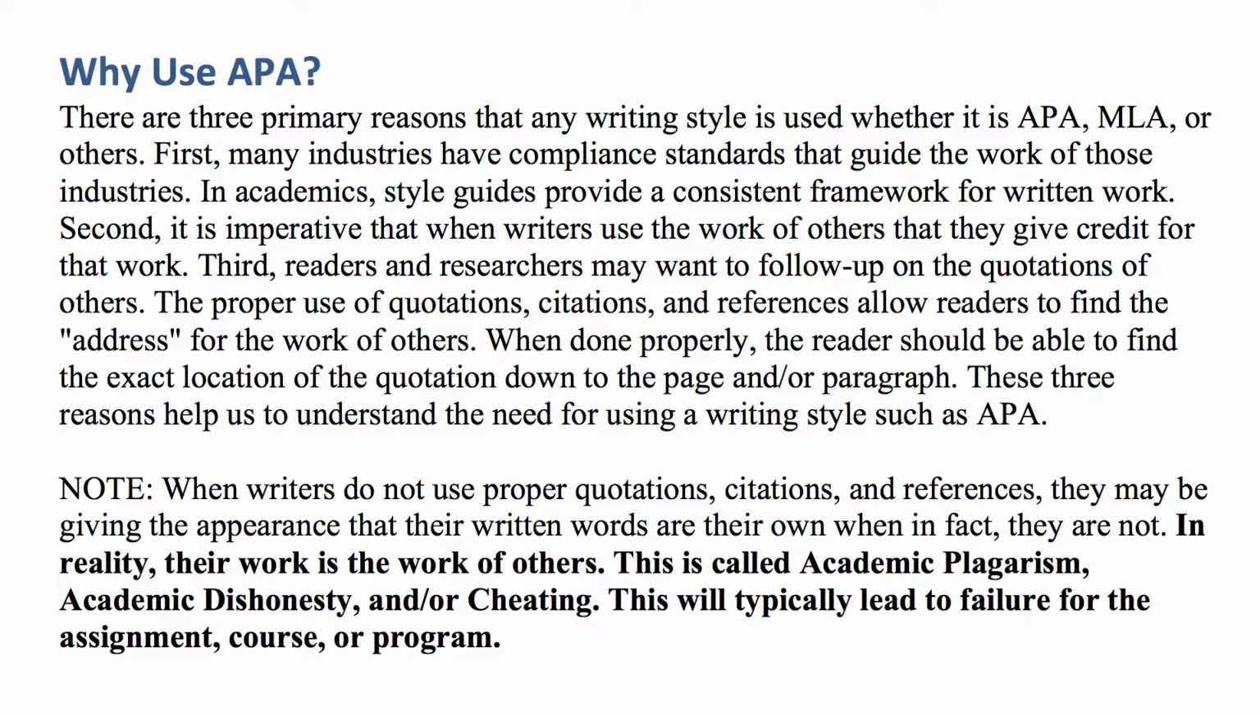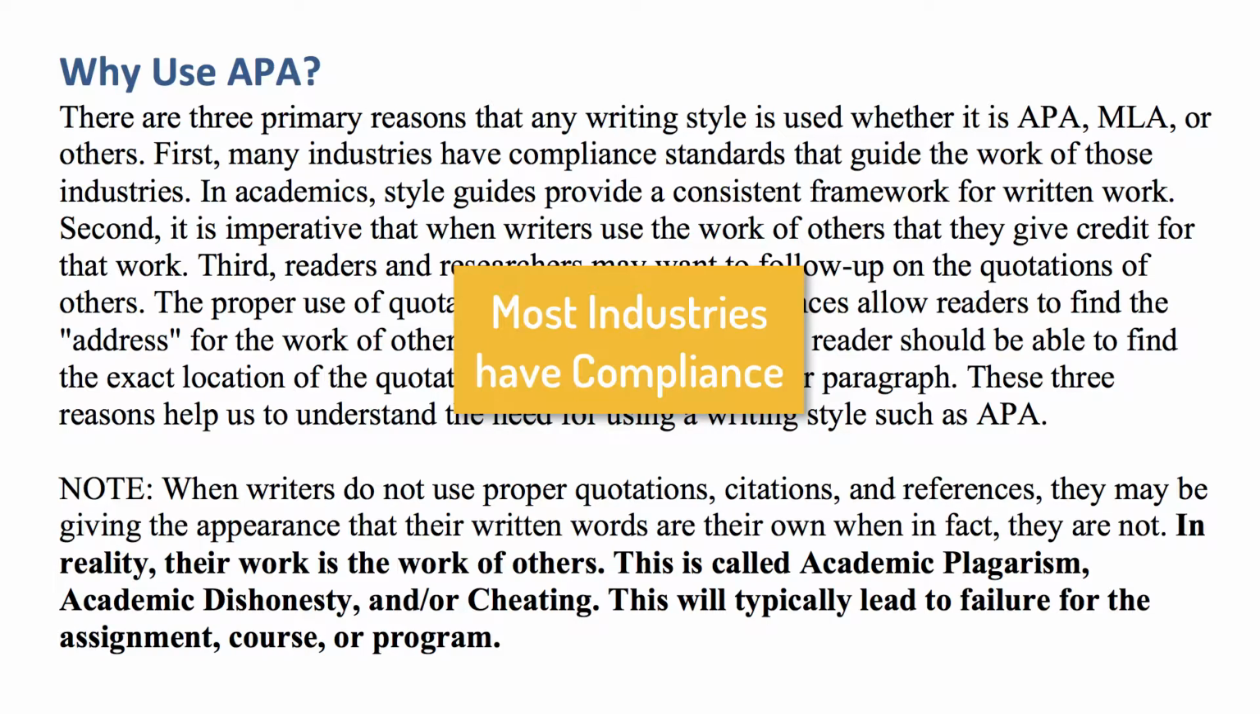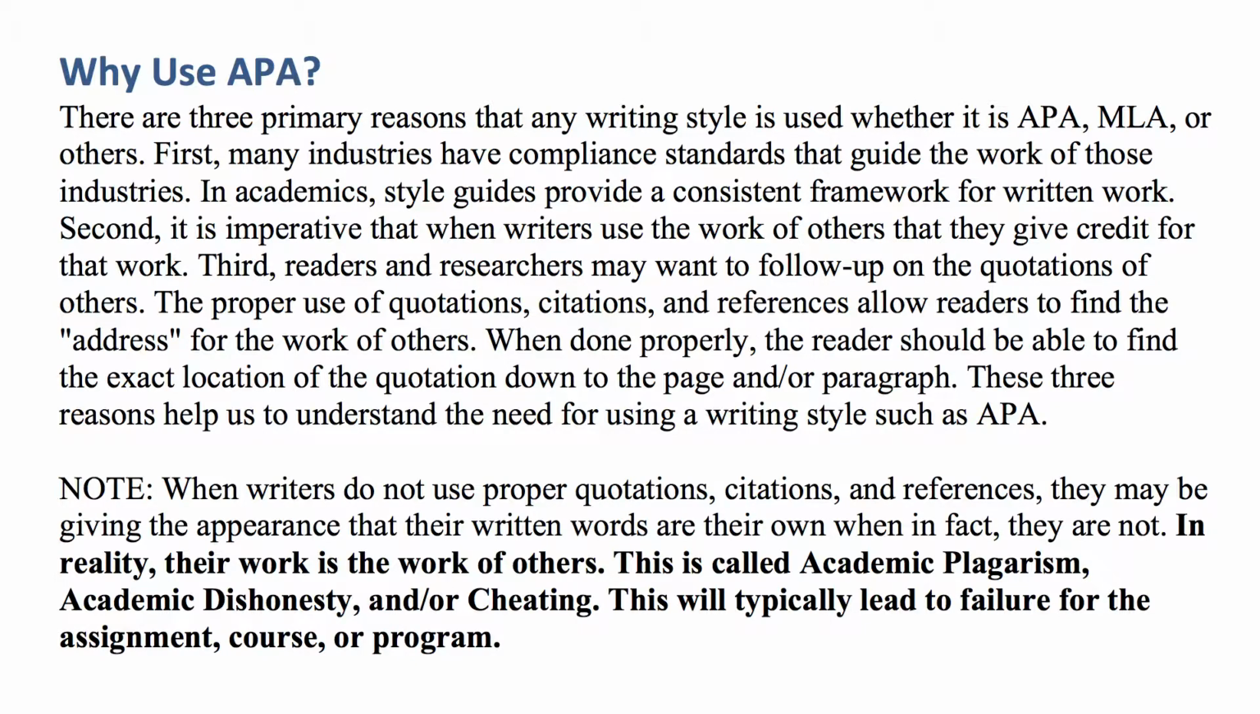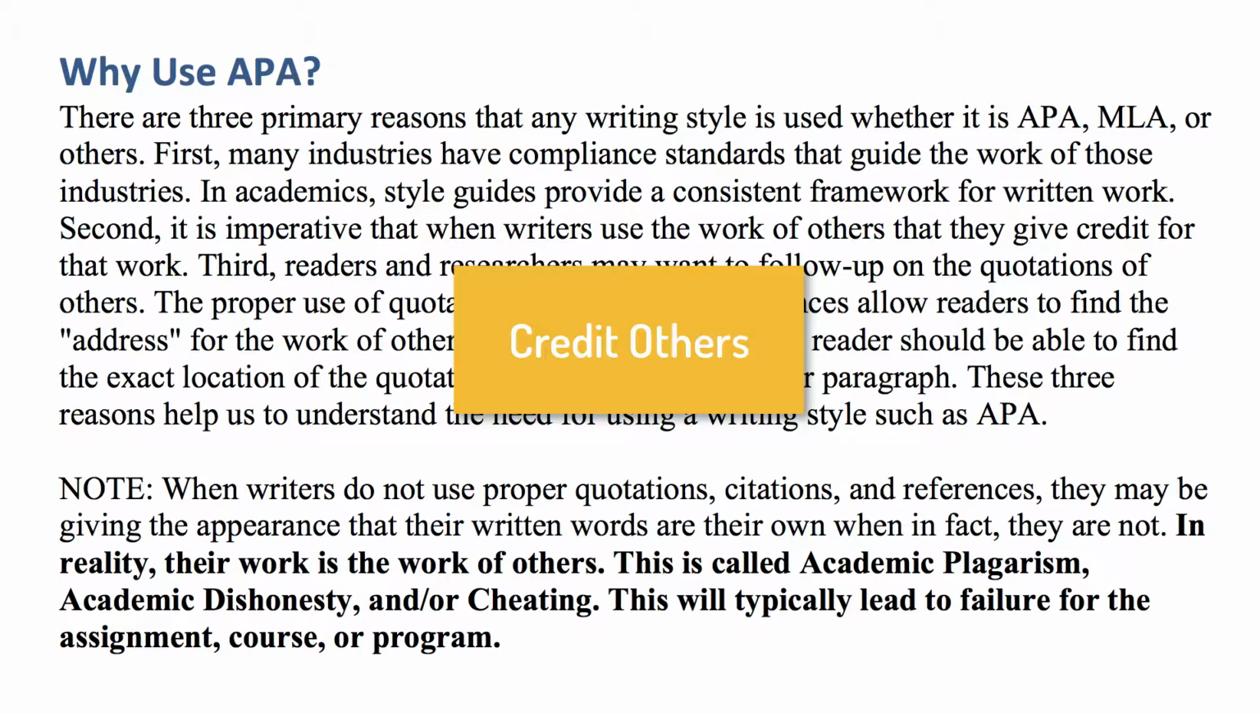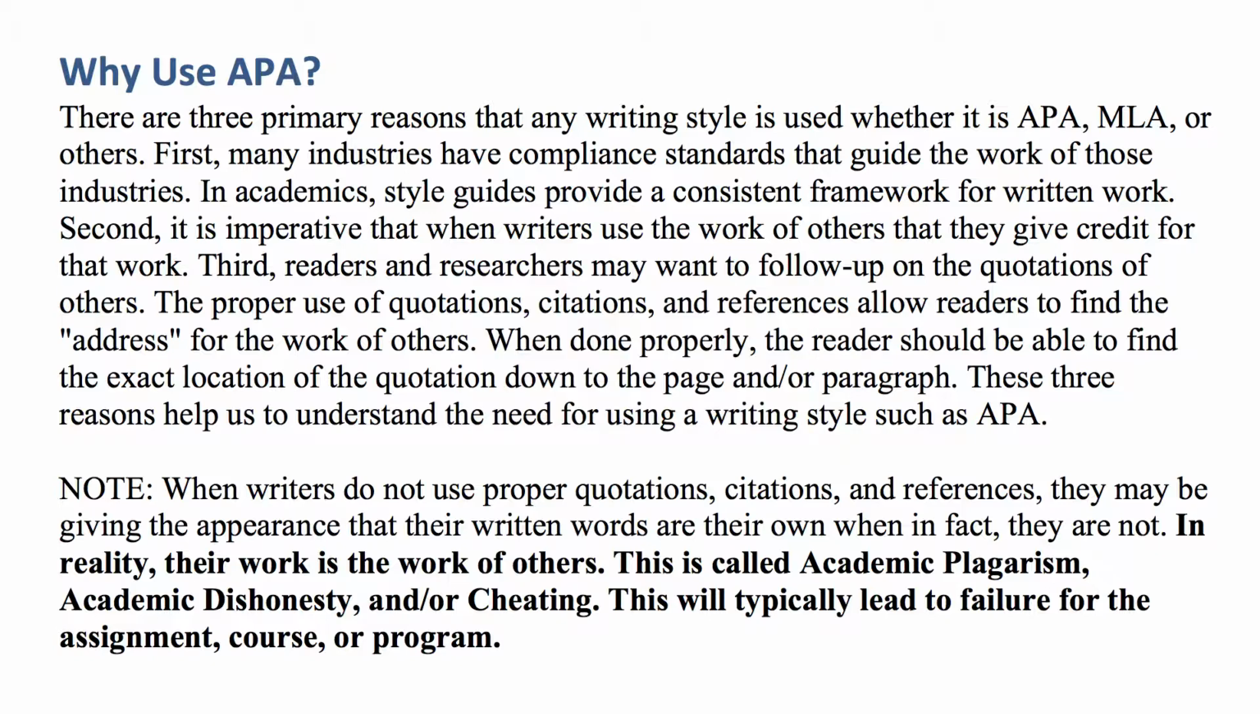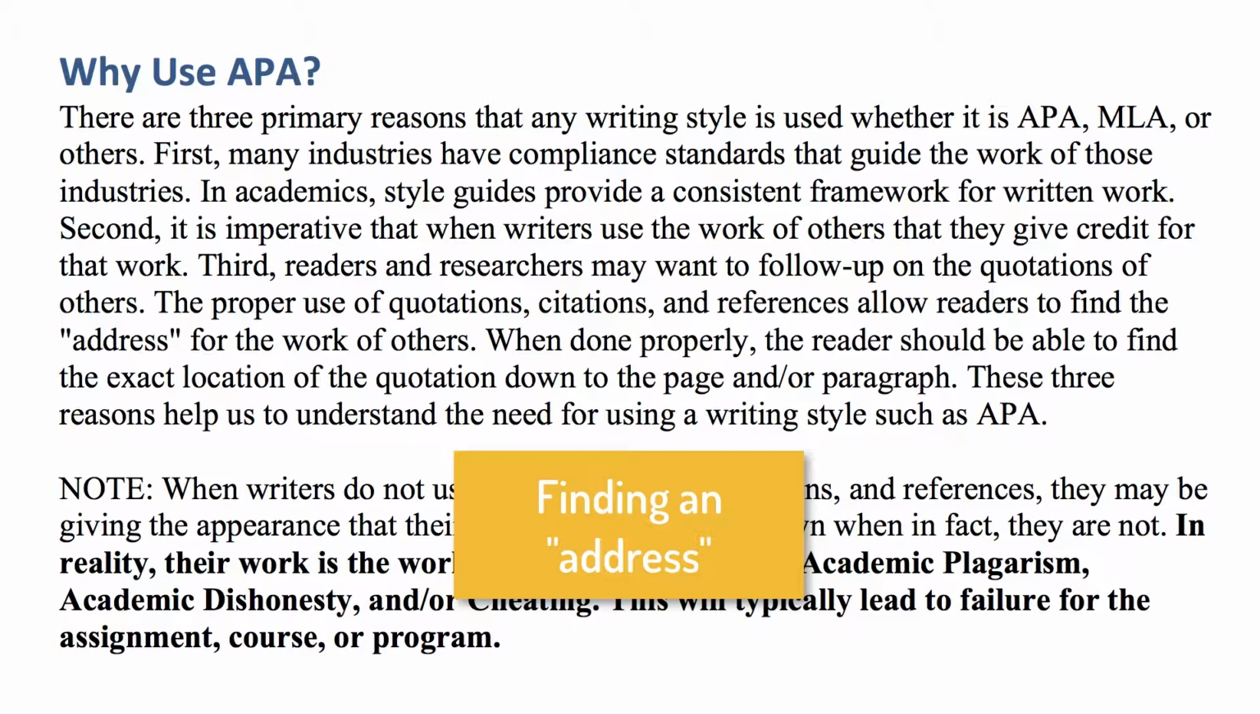There's really three primary reasons why we use the APA. First, many industries have compliance standards that guide their work. And in academics, style guides provide a consistent framework for this work. Second, it's imperative that when writers use the work of others, they give credit for that. If you are quoting others, if you are paraphrasing others' work, it's important that you give credit for that work. And third, we want to realize that readers and researchers often want to find out where those paraphrases and where those quotations came from. And APA, the formatting of that, the framework of that, provides an address of where you can find that work.